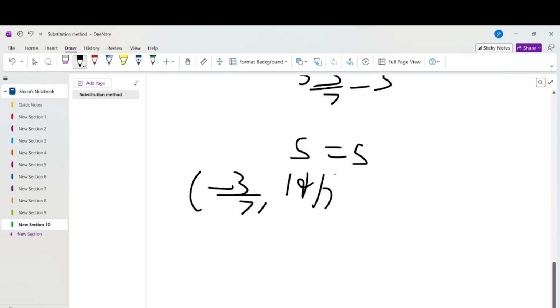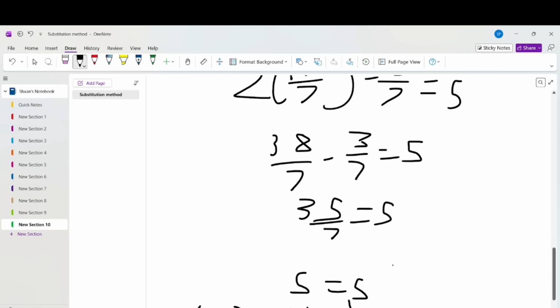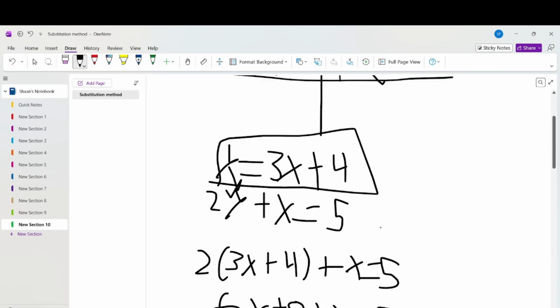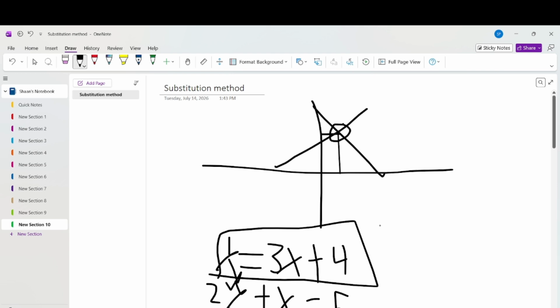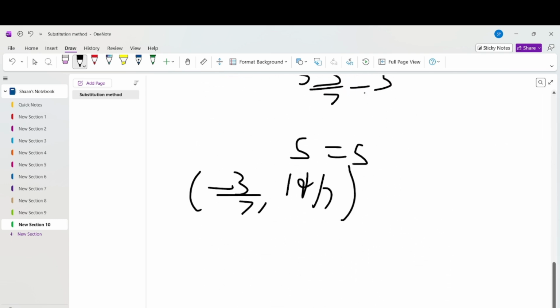So if you plot both of these graphs on the xy axis, then they will both intersect at the point negative 3 over 7, comma 19 over 7, which is very good to know because in real world situations like I explained before, this can be very useful. Let's go over one more problem using the substitution method.